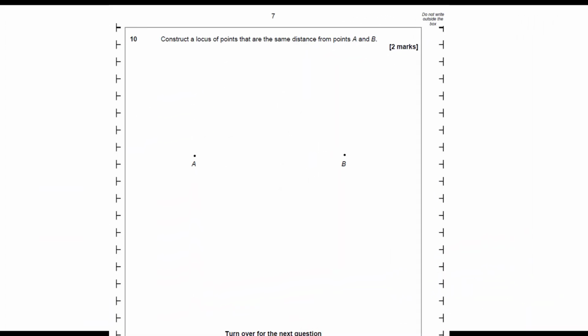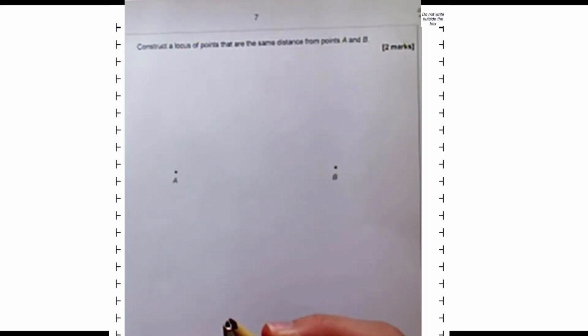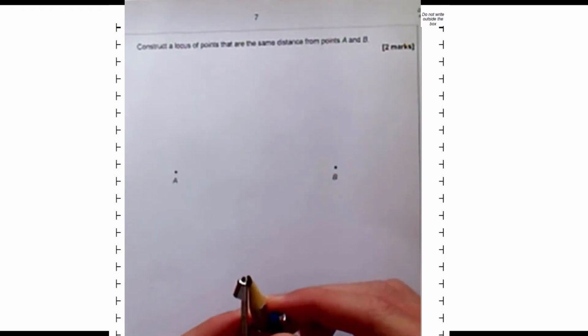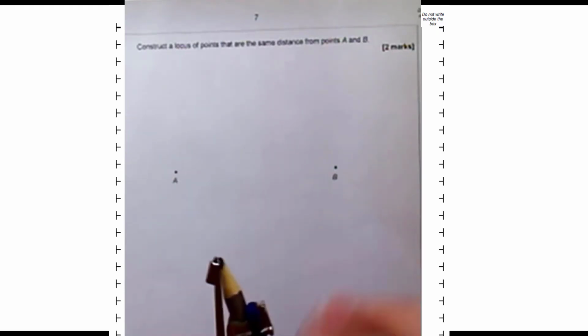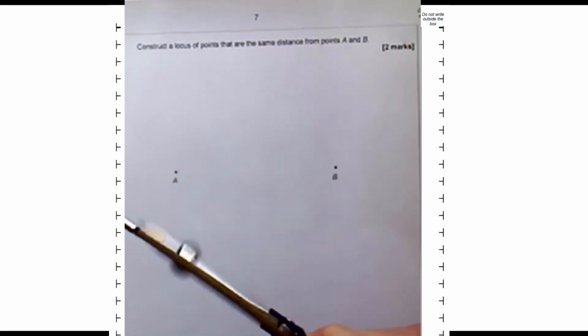Question 10. Construct a locus of points that are the same distance from A and B. So for this question, you're going to need your compasses and a ruler. So first off, put your pencil in your compasses. Make sure the tip of the pencil and the tip of the compass are in the same place and tighten them up nicely. It's a good idea to keep a small pencil so you can twirl it around without bumping into your hands. You don't want a big pencil.